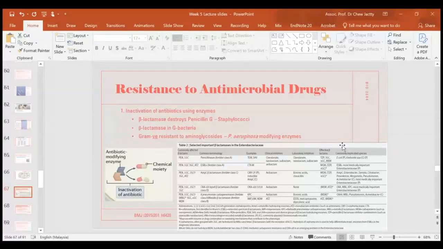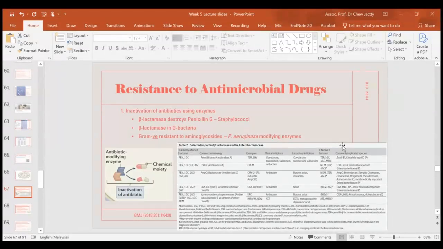Like we mentioned about beta-lactamases, penicillinase, oh my gosh, can't pronounce, and also carbapenemase, that are produced by bacteria when they encounter beta-lactams, carbapenem, for instance. Beta-lactamases can destroy penicillin G, for example, in staph or Staphylococcus that we see. We can also see beta-lactamases produced in gram-negative bacteria. We also have gram-negative bacteria that are resistant to aminoglycosides by producing enzymes.